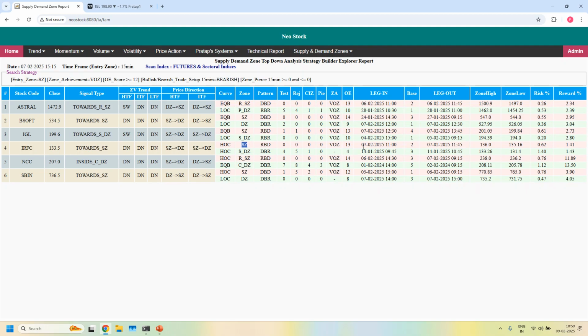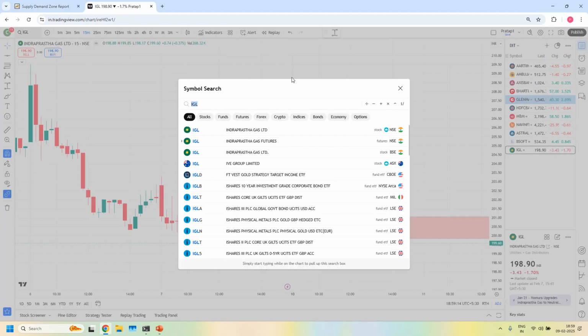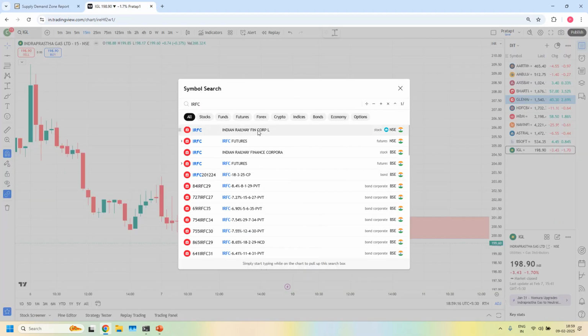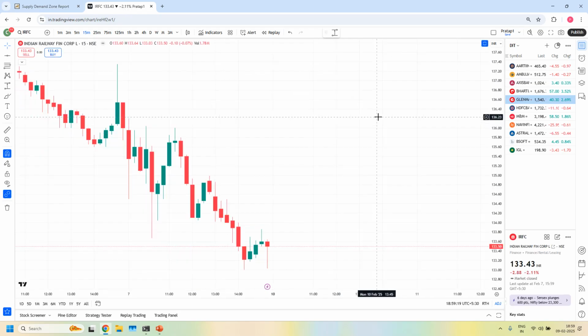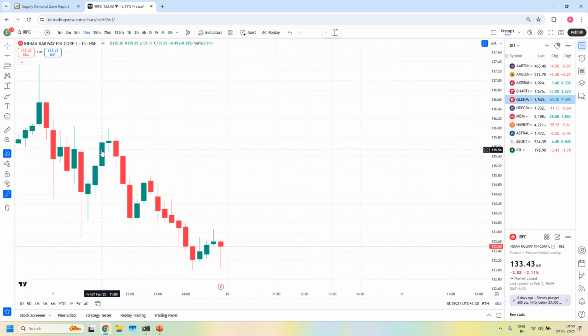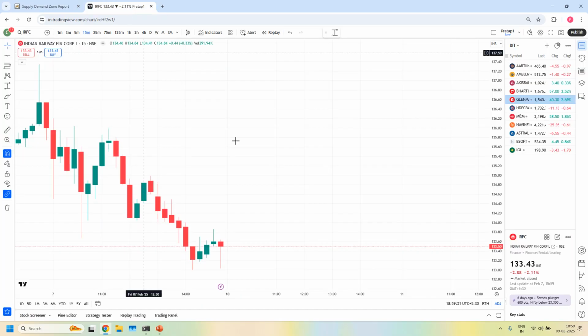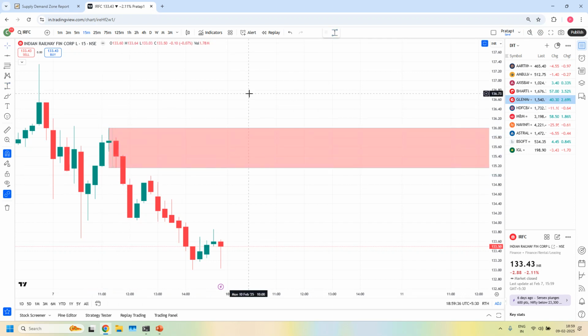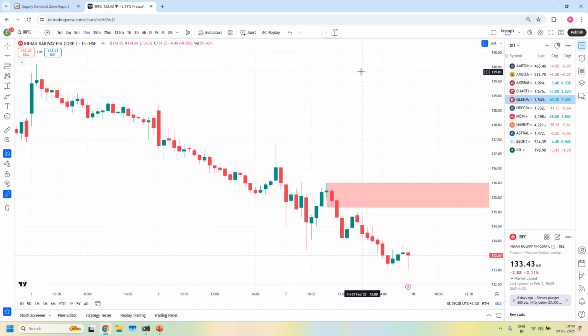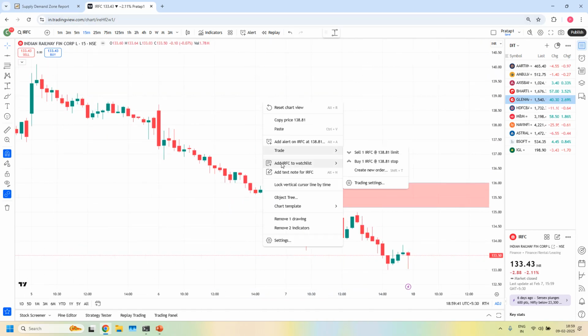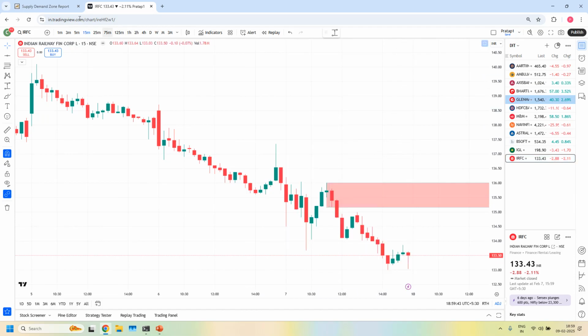The supply zone, 7th February at 11 o'clock, 2 base candles, rally, base, drop, rally, base, drop. Okay, let me add into the watch list.